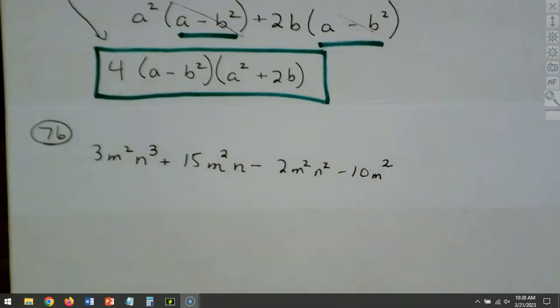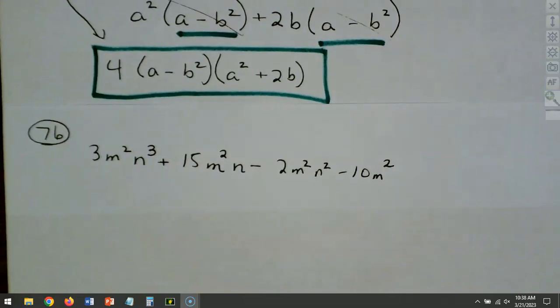First off, can I factor any number out? No, because we have a 3, a 15, 2, and a 10. Nothing's in common with all of them. Do we have a variable in common? I think we do, don't we?